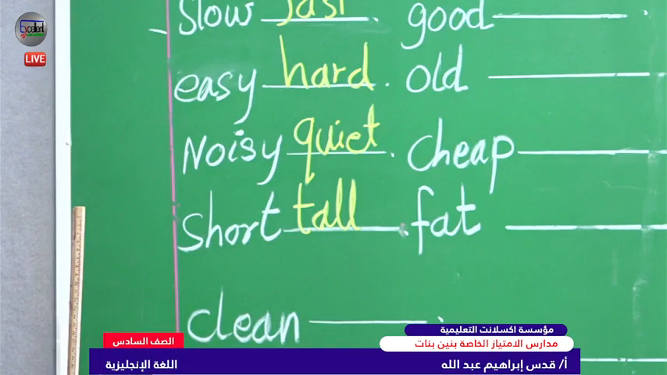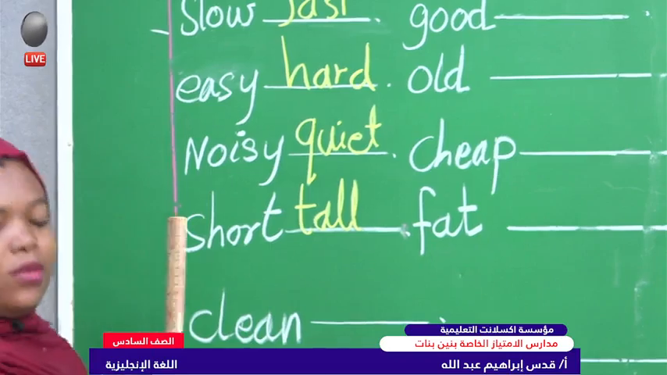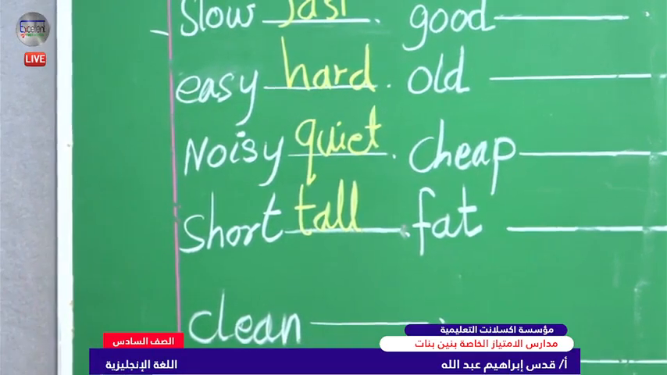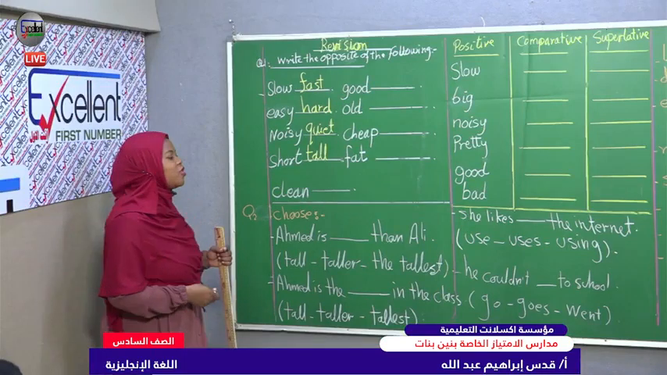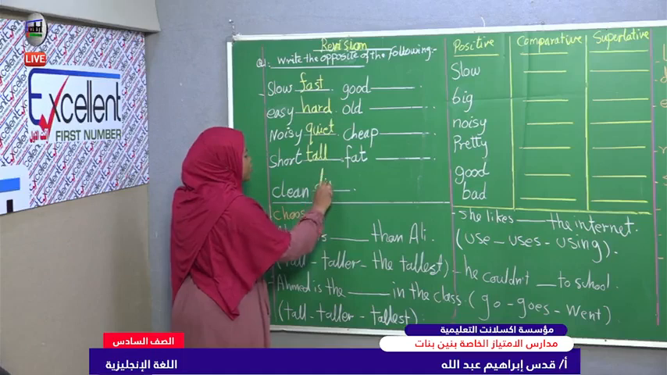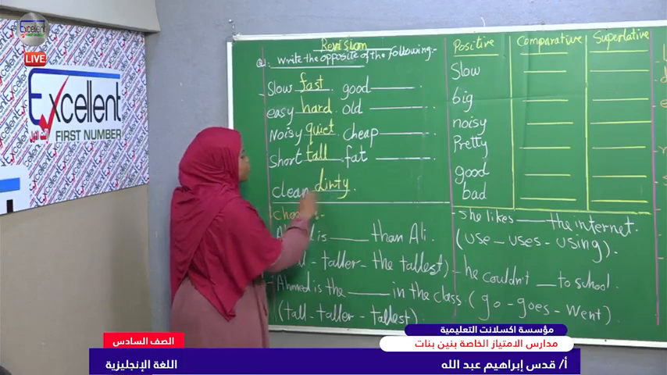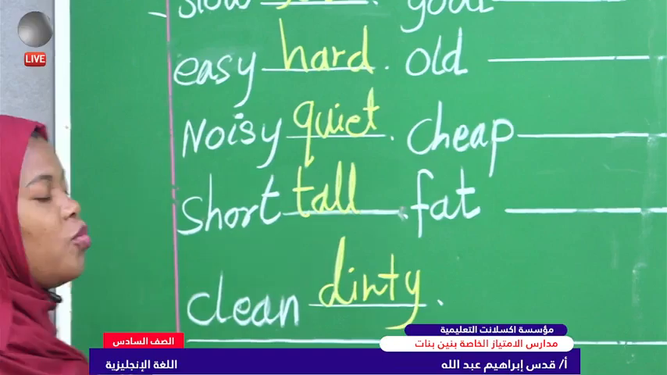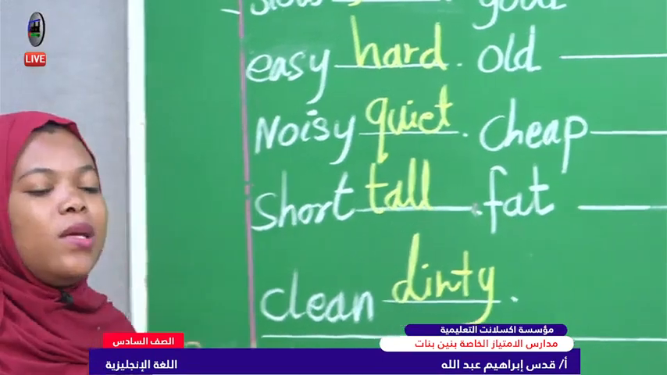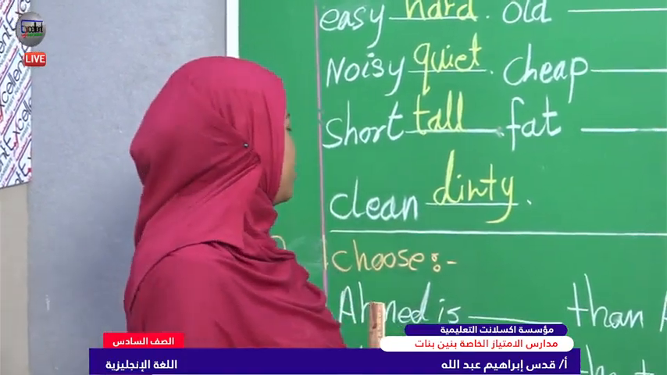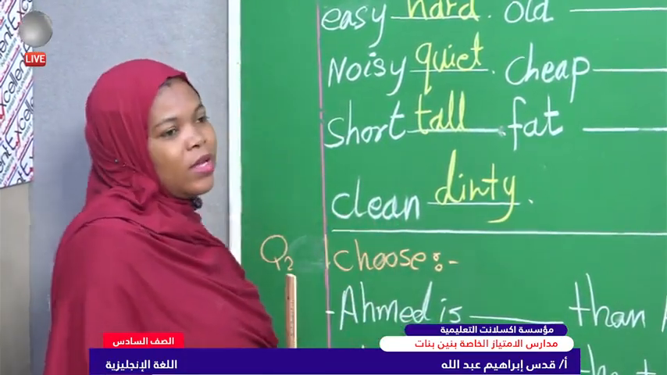Clean. Let's keep our class clean. What's the meaning of clean? نظيف. Yes. The opposite of clean is dirty. قذر. Dirty. Okay. ننبه للمرة الثانية، you must write with the right spelling. لازم تكتب بالspelling الصحيح. Dirty is the opposite of clean.